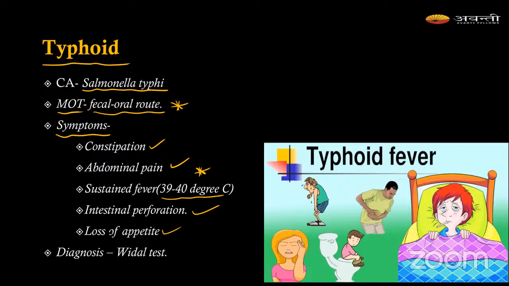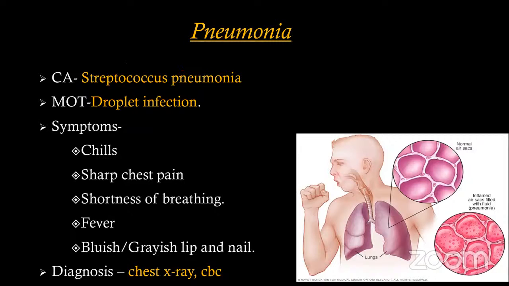Then how are we going to identify that the person has typhoid? That is through the Widal test. The diagnostic test for typhoid is the Widal test. This is very, very important, and the causative agent is also very important. Then coming to pneumonia.